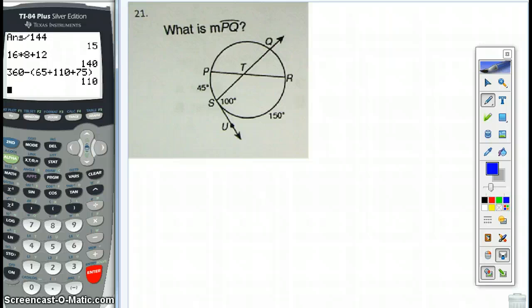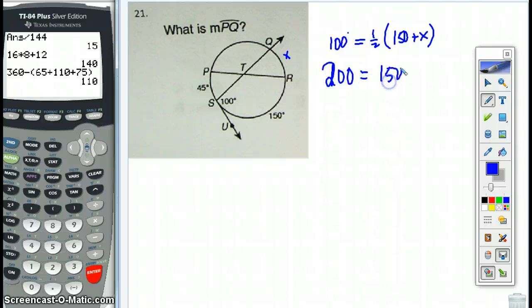All right, number 21. The key thing here, let's call this x, there's a little theorem that says this arc and this angle right here, this angle will be half as much as the arc right here. So 100 degrees is equal to half of 150 plus x. We are trying to find PQ, we'll find that later, but first thing we're going to do is go find this x. So let's multiply both sides times 2 to get rid of my fractions. And I get x is 50.